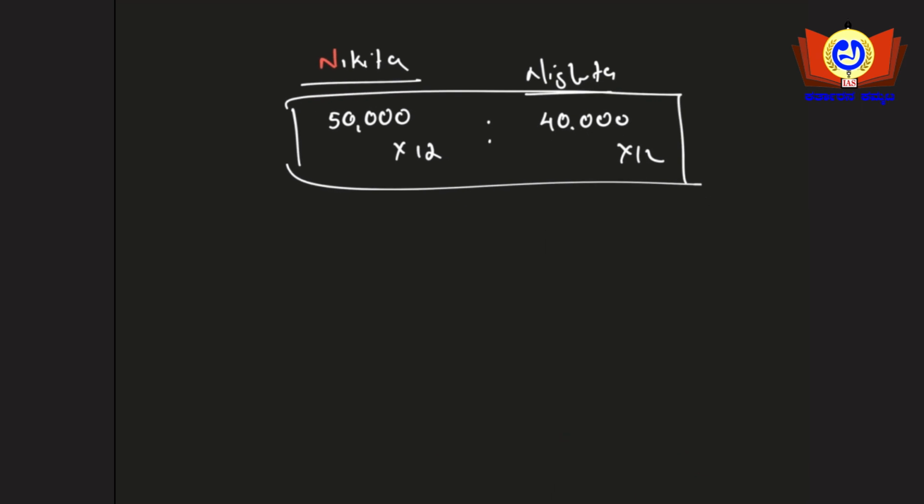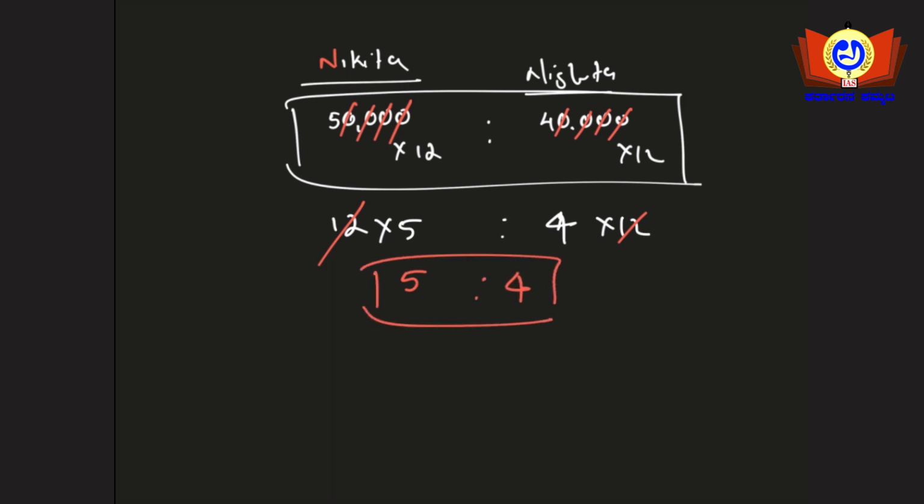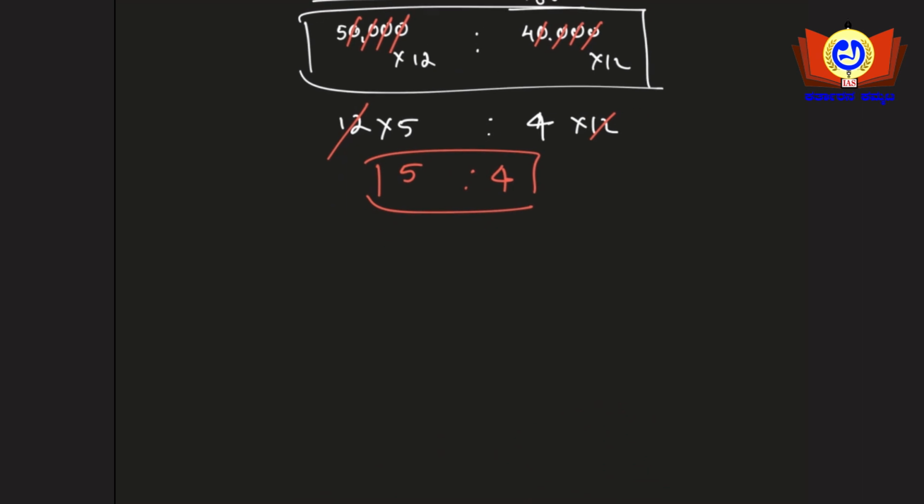So these zeros will be cancelled here, right? These zeros will be cancelled here. So 12 into 5 is to 4 into 12. Again this zero will also be cancelled. 12 and 12 will be cancelled here. So what will be the remaining? 5 is to 4 is the ratio of their investment. Okay, 5 is to 4.